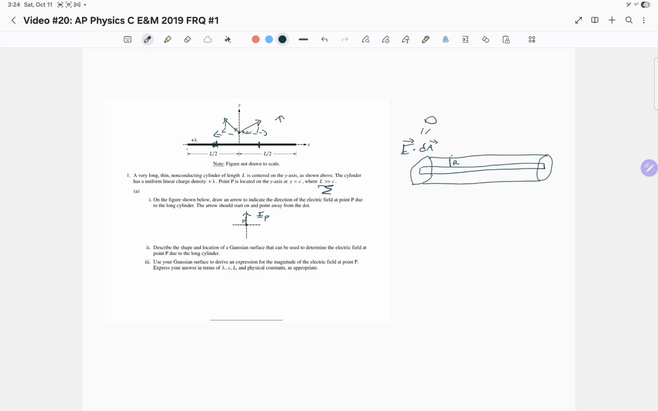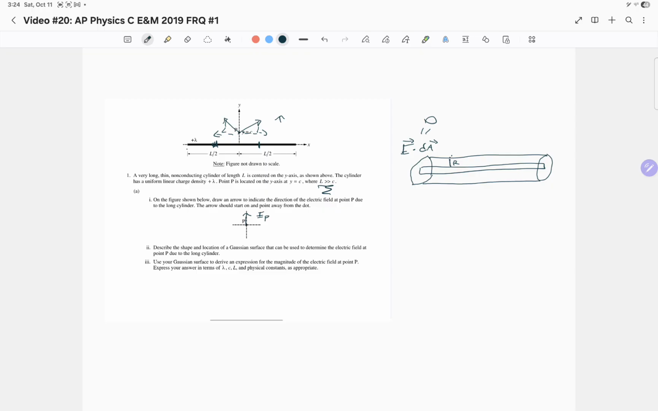And because the rod is very long compared to the radius of our Gaussian surface, the field is going to remain constant. So Gauss's law will apply here. We would use a Gaussian surface of a cylinder that's centered on the x-axis so that it envelops the long rod. So that's part I.